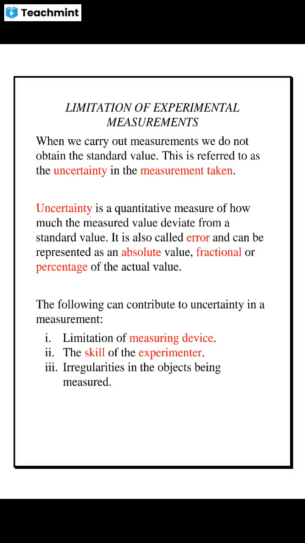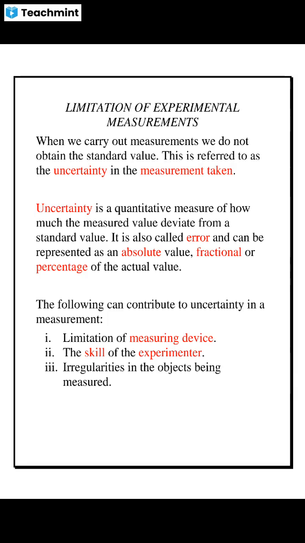Because why? There are several reasons for that. It might be because of the level of skill that you have in carrying out the experiment. It might be from limitation from the measuring instrument that you are using. It might even be from the way you handle the measuring instrument. So that is why in any of our measurements, we normally take care of what we call uncertainty. What is uncertainty? Uncertainty is a quantity that measures how much the measured value deviates from the standard value. We want to know how far your values are from the standard values. That's what we call uncertainty.